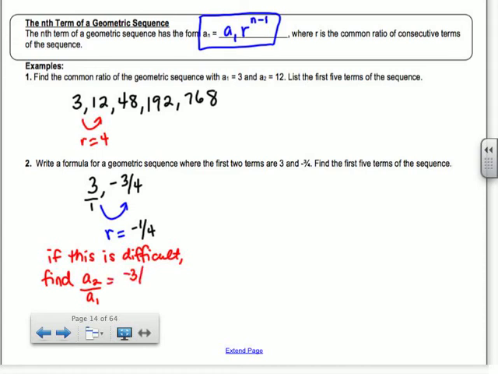So we already have the first 2. The next one's going to be 12 times 4. Then it gets big, so you guys can use your calculator. 48 times 4 is, and then 192 times 4 is, yep. So 3, 12, 48, 192, 768.